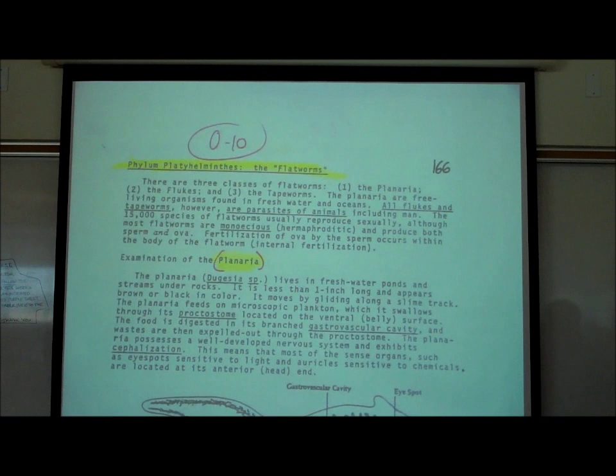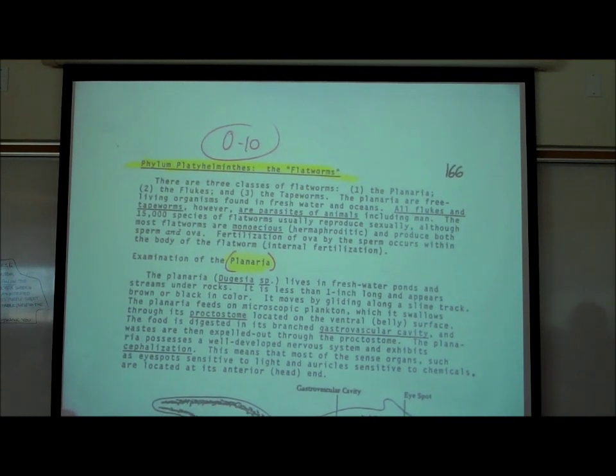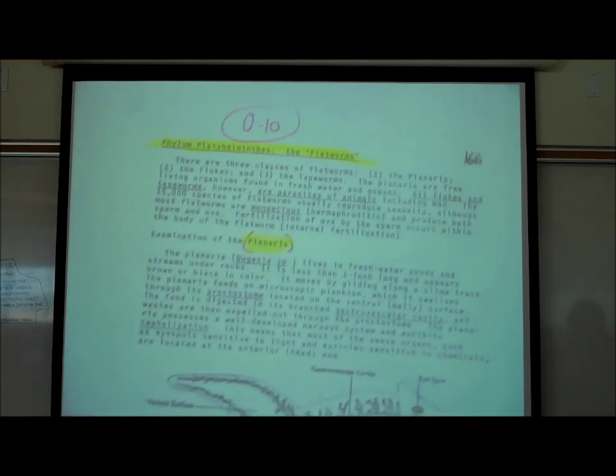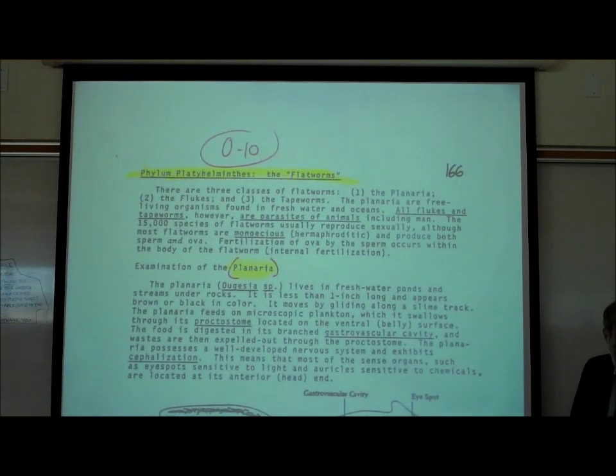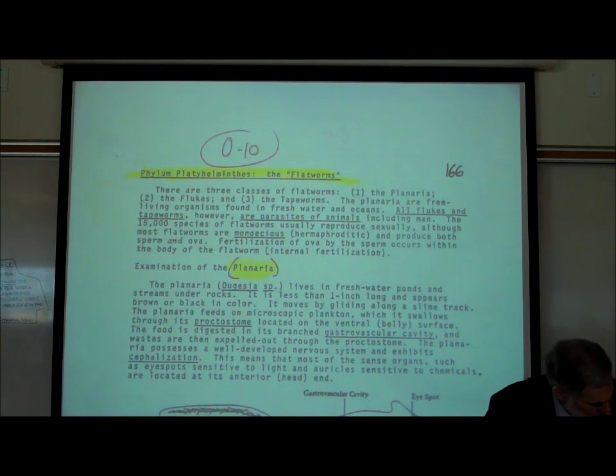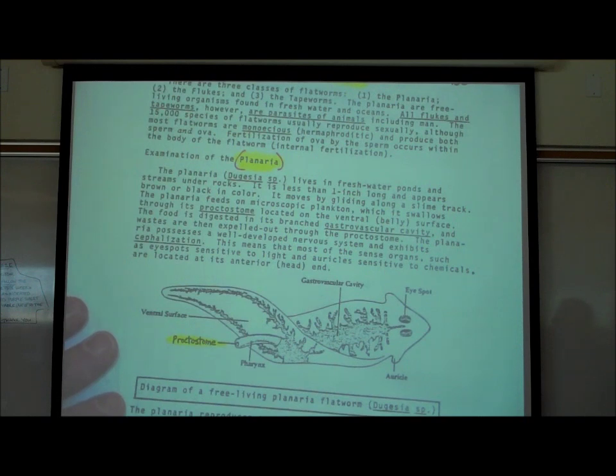On page 010, the next phylum, the third phylum, is platyhelminthes. It literally means flat worms. These are also pretty primitive, and I'm just going to mention two examples of flat worms, platyhelminthes: a planaria and a tapeworm.